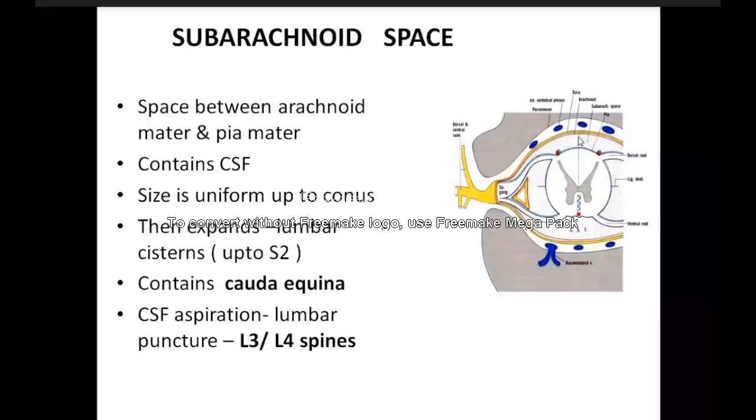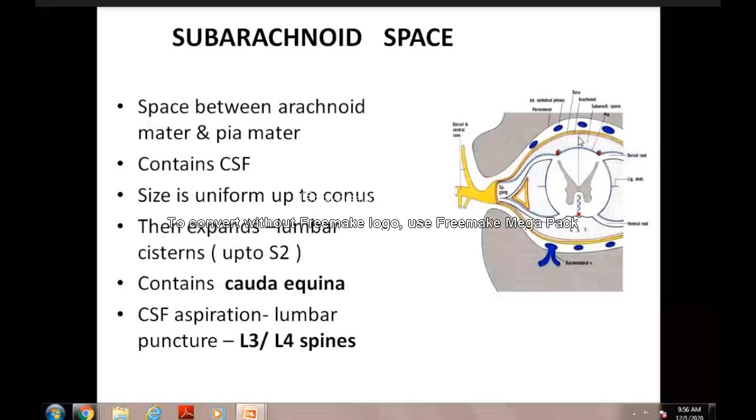The importance of this space is that the CSF, cerebrospinal fluid, is usually aspirated from this subarachnoid space, and the site is between L3 and L4. So this is the important clinical feature of this space. I hope it's clear now. All these spaces are very important. The extradural, the subdural, and this is the subarachnoid space. There are veins, so that is the extradural. Subdural. And this is the subarachnoid space, which contains CSF.